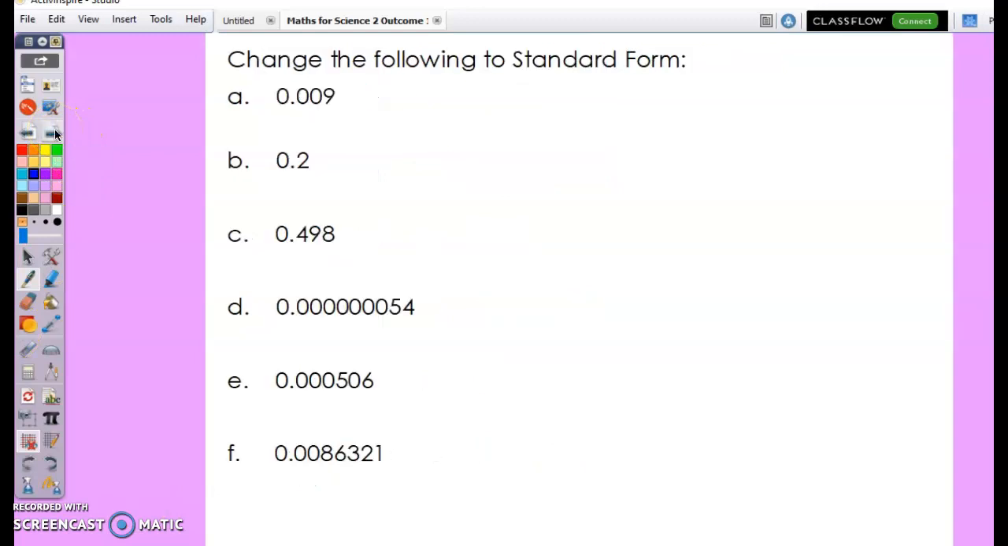Let's try small numbers. So looking at small numbers then, we're still doing the same thing. We still want to move our decimal point so we get a number between 1 and 10. But remember that needs to then go past the number. I would need my decimal point in here. So it's going to be 9 times 10. I've moved it 3 spaces. It's a small number, so I make it negative 3.